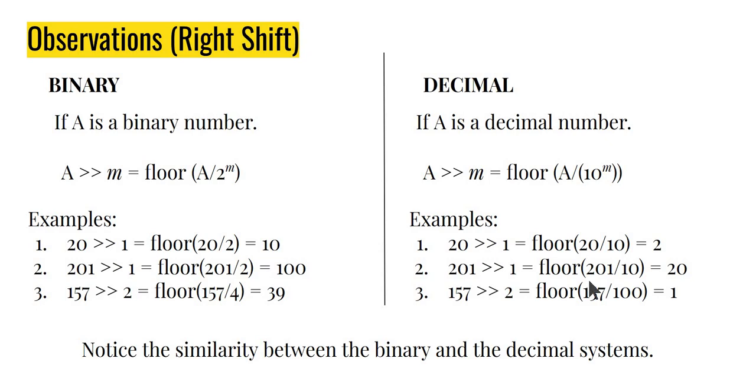The important bit, however, is that the same kind of logic is going on in the binary world. Just that when I, for example, do 20 right shift by 1, I end up with floor division 20 by 2, which is 10. In this case, I end up with 100. In this case, I end up with 39, because floor division 157 by 2 to the power of 2. So see the similarity here. Here it was 2 to the power of m. Here it is 10 to the power of m. Other than that, the whole logic has remained exactly the same.